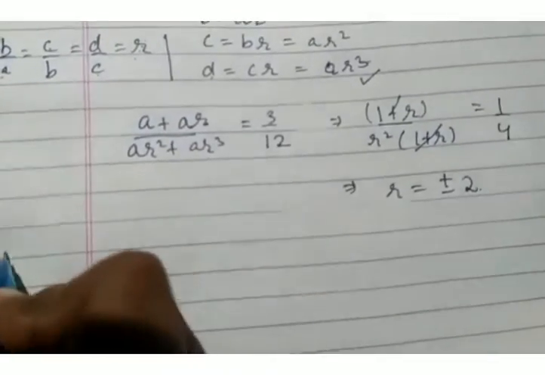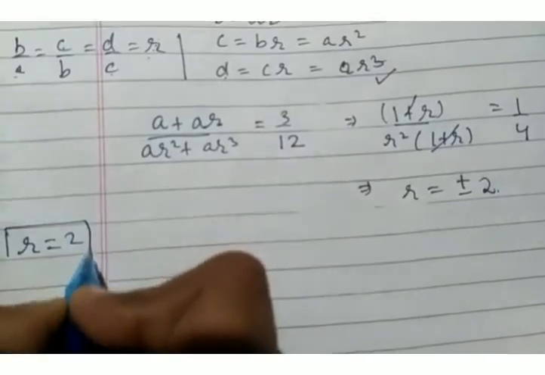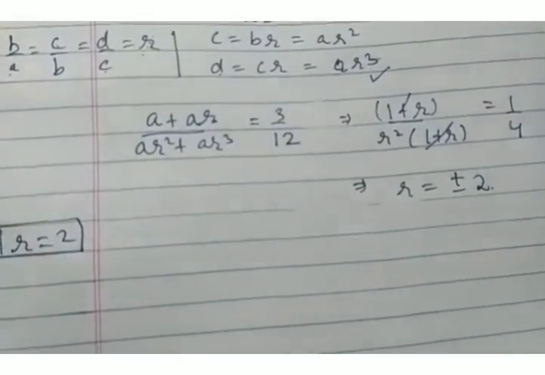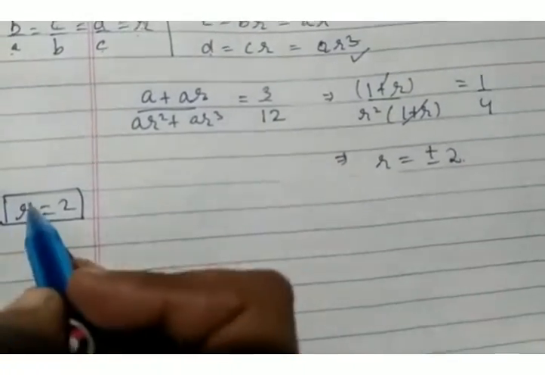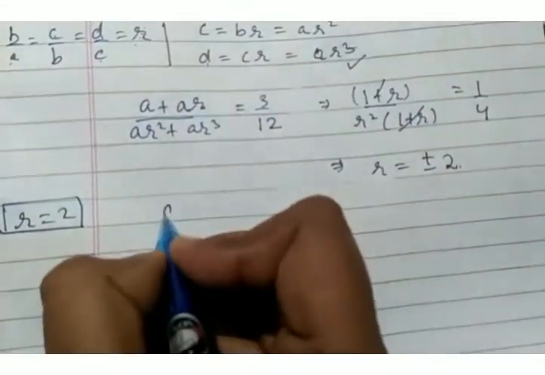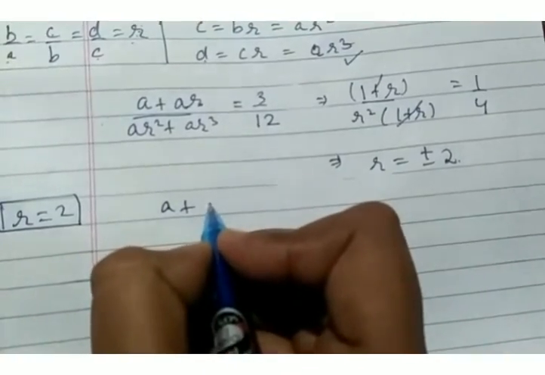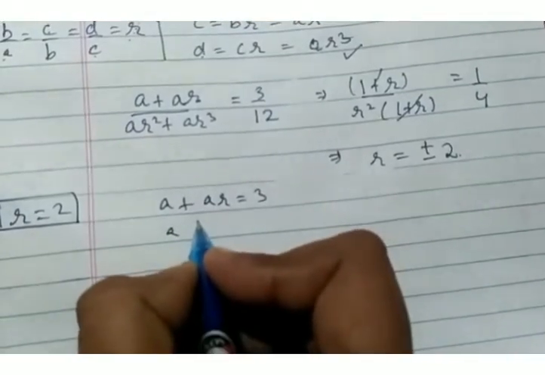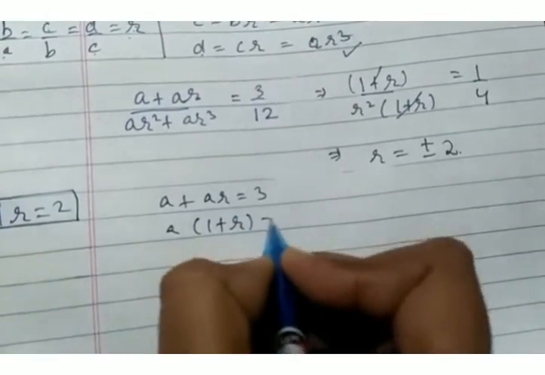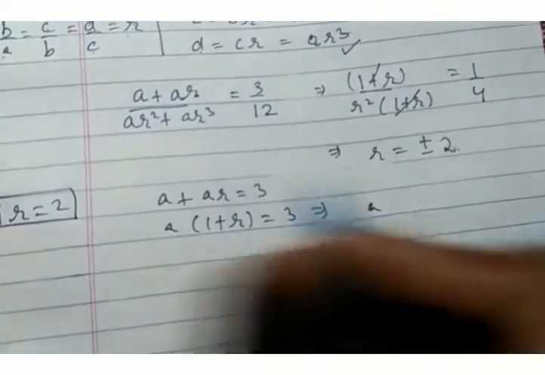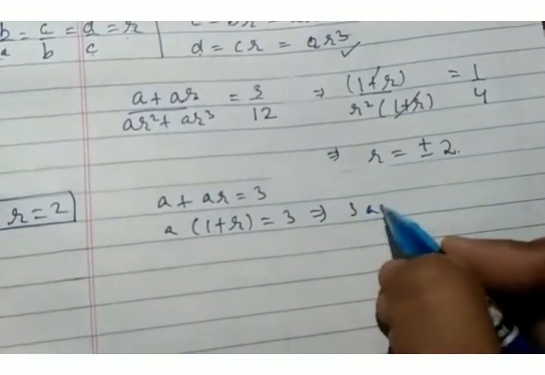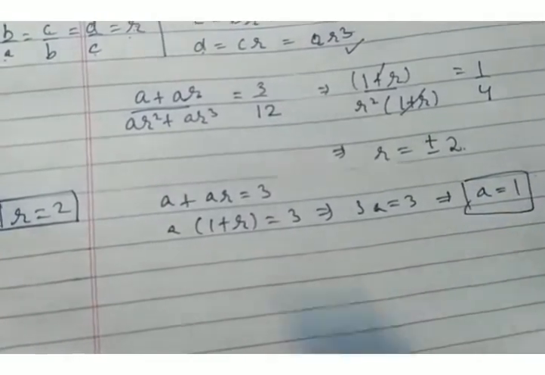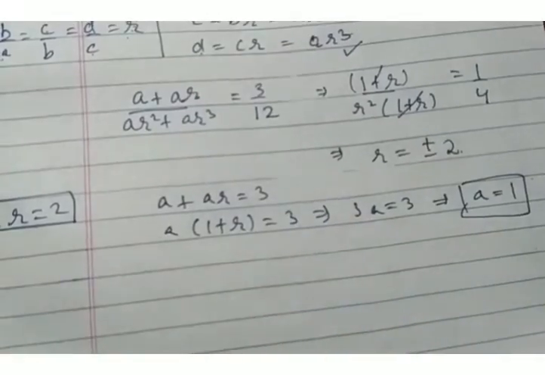Now let us consider r equals to 2. The first case that is r equals to 2, this I am solving, and the other case that is r equals to minus 2 you will solve on your own. So r equals to 2, then we have from first equation a plus ar equals to 3, that is a common, 1 plus r equals to 3. a into 1 plus r is 3, so 3a equals to 3 implies a equals to 1. So if r is equal to 2, then a is equal to 1.